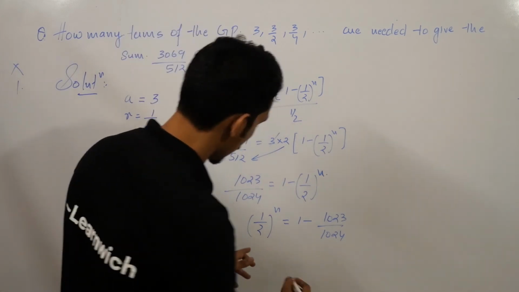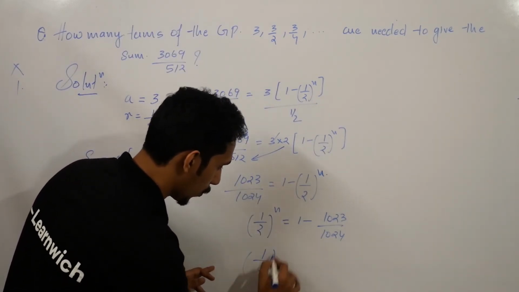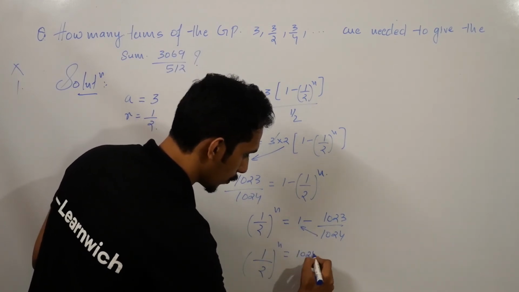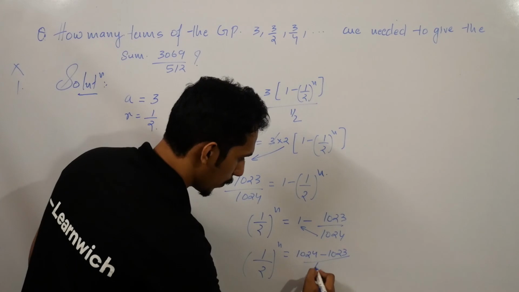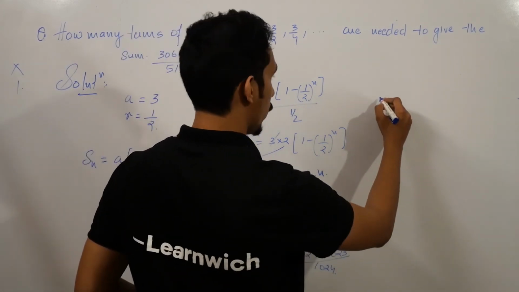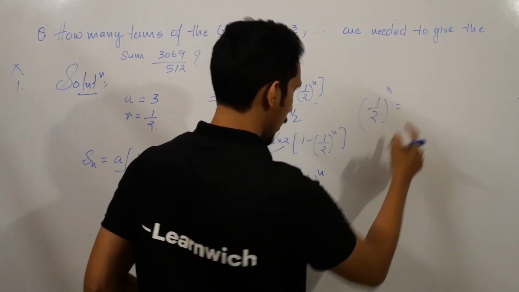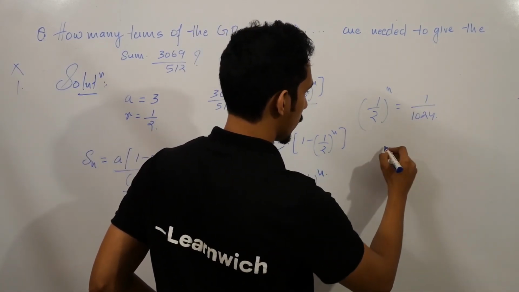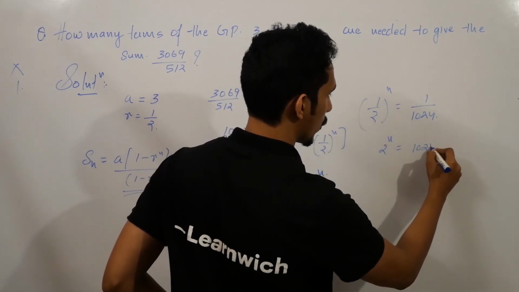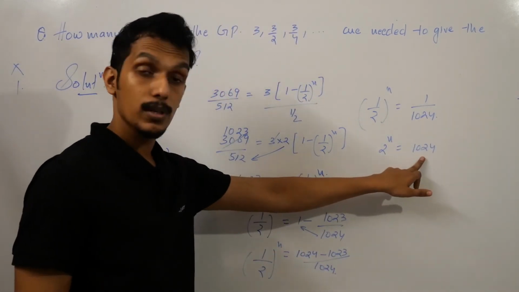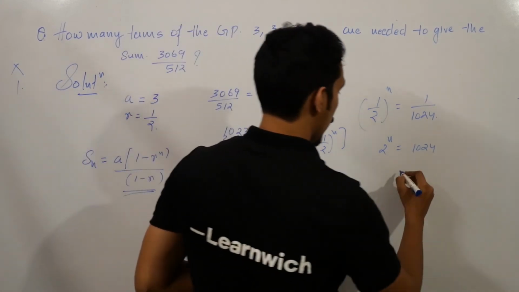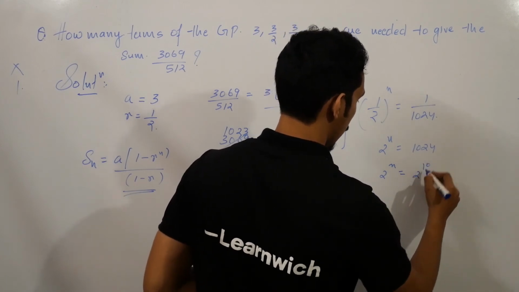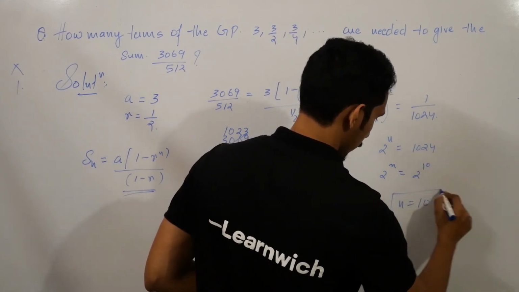That's easy then. So look at this. So this will become (1 by 2) the whole power n is (1024 minus 1023) the whole divided by 1024. Now you have (1 by 2) the whole power n is 1 divided by 1024. So finding the reciprocal, you have 2 raised to n is equal to 1024. 1024 is actually 32 square, or this is 2 raised to n is equal to 32 into 32, 2 raised to 10, or n is equal to 10.